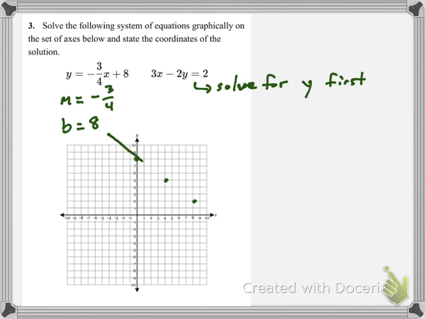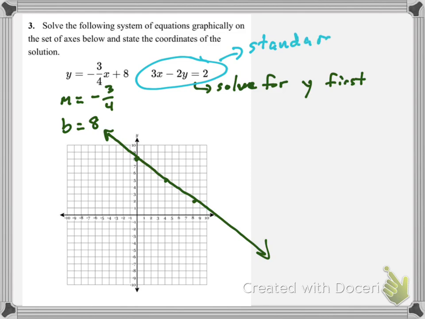So that was a little better. Okay. Now here's the problem. This is not in slope-intercept form. This is in what is called standard form. Okay? So before I graph this line, I have to solve for y first.